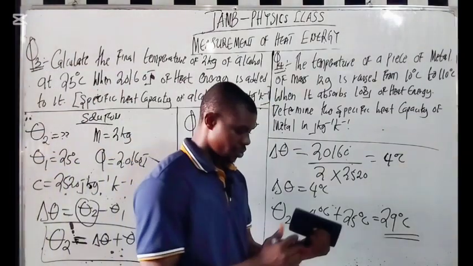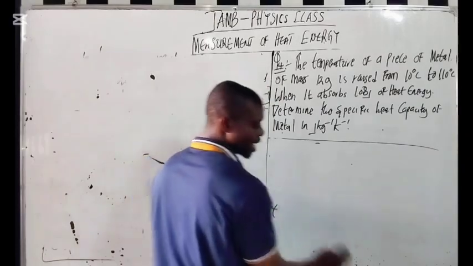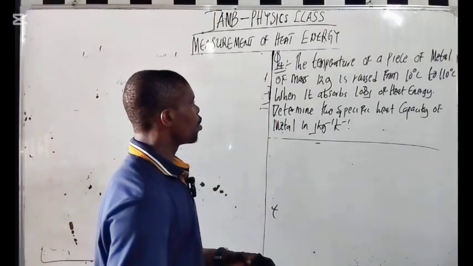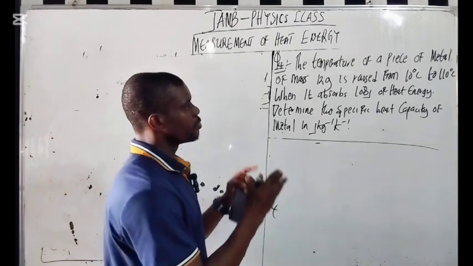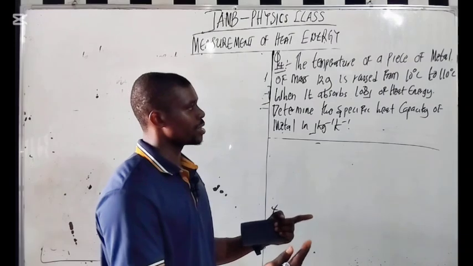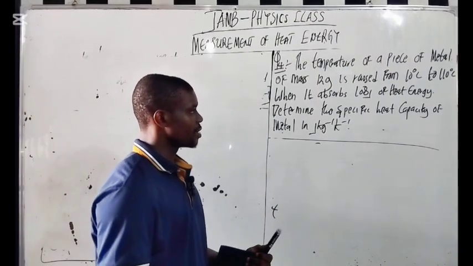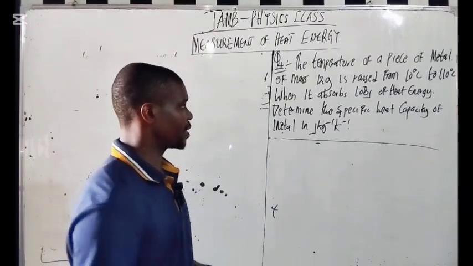So let's solve the last question. The last question is very easy. It says that the temperature of a piece of metal of mass 12 gram is raised from 10 degrees centigrade to 110 degrees centigrade when it absorbs 108 joules of heat energy. Determine the specific heat capacity here.